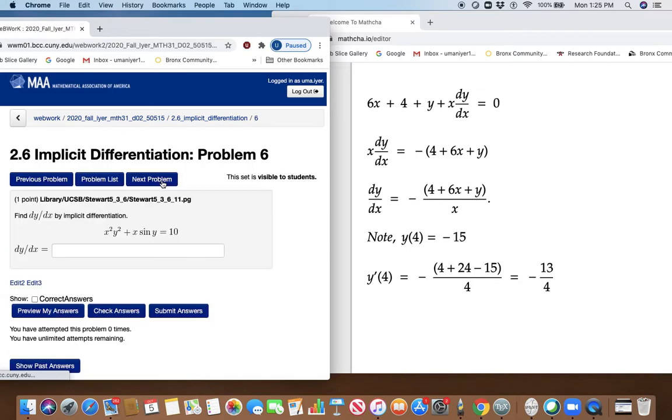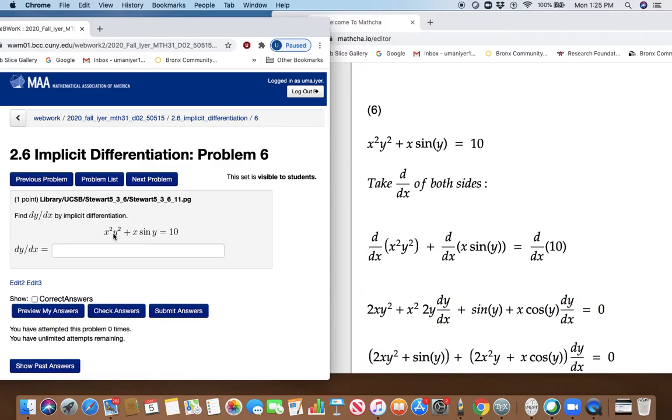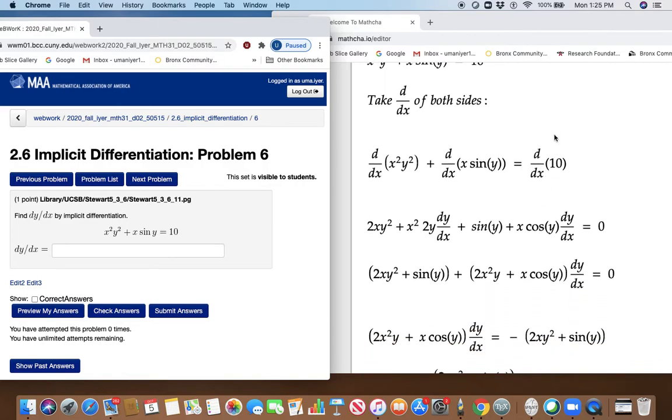Next problem. Find dy dx by implicit differentiation. X squared y squared plus x sine of y is 10. Take derivative with respect to x of both sides. Derivative of first term, derivative of second term equals derivative of 10. Derivative of 10 is simply 0.